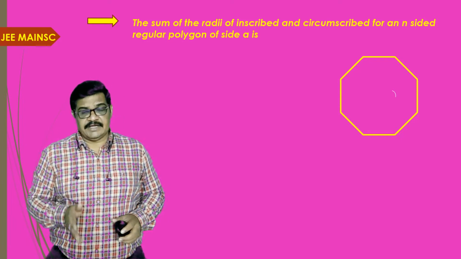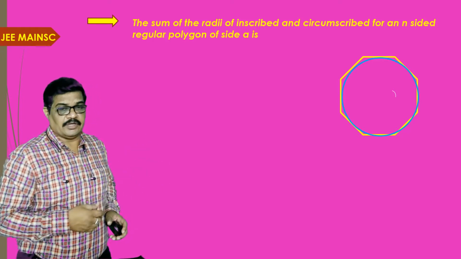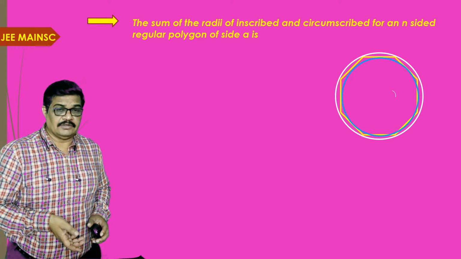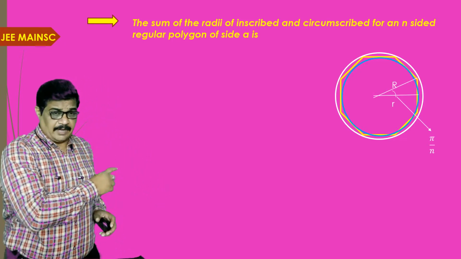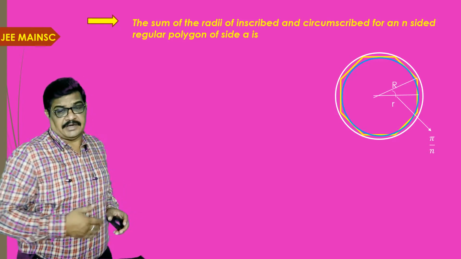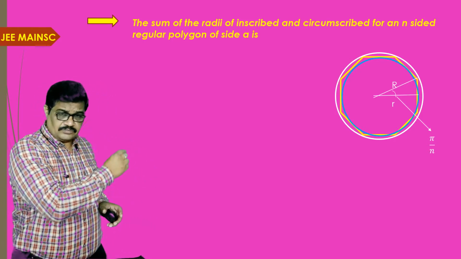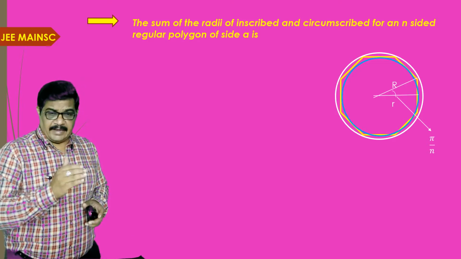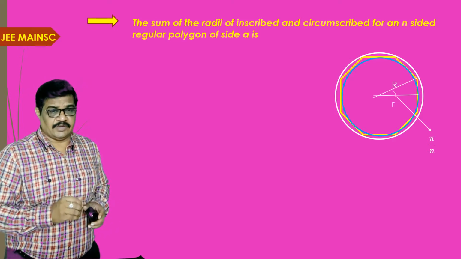So each length of the side is small a. This is the inscribed circle of the n-sided regular polygon, and this circle is the circumcircle of the regular polygon. Now we have to find the sum of the radii. See the diagram. Capital R is the radius of the circumscribed circle and small r is the inscribed circle radius. So here the length of the side is a from the diagram. So here the angle is pi by n. Each side makes an angle at the center of 2 pi by n. So that is half of the angle, we have taken pi by n.